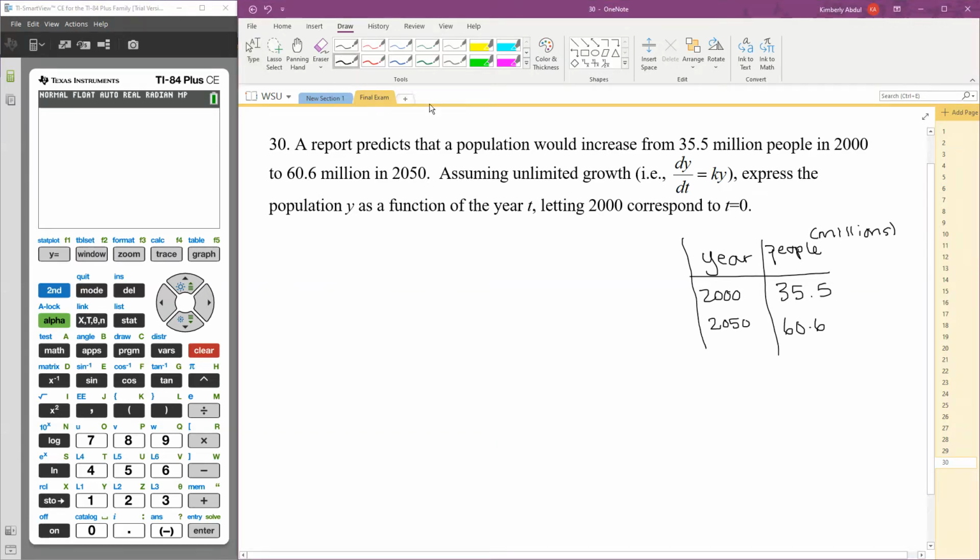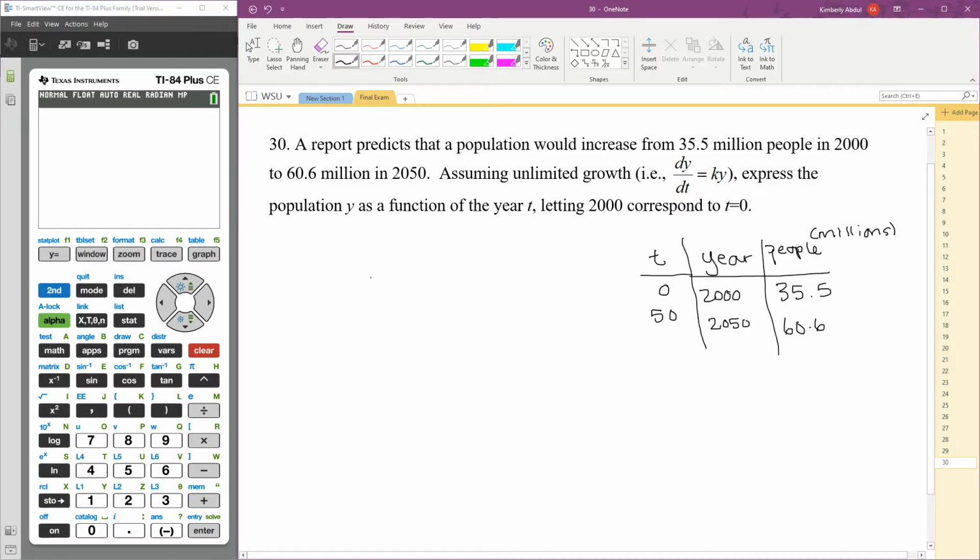All right, so for this problem, we are going to see what would happen if there is unlimited growth. And we're going to first try to change how our years correspond. So instead of saying 2000, we're going to have 2000 be our t equals 0, which would mean that 2050 is going to be t equals 50.